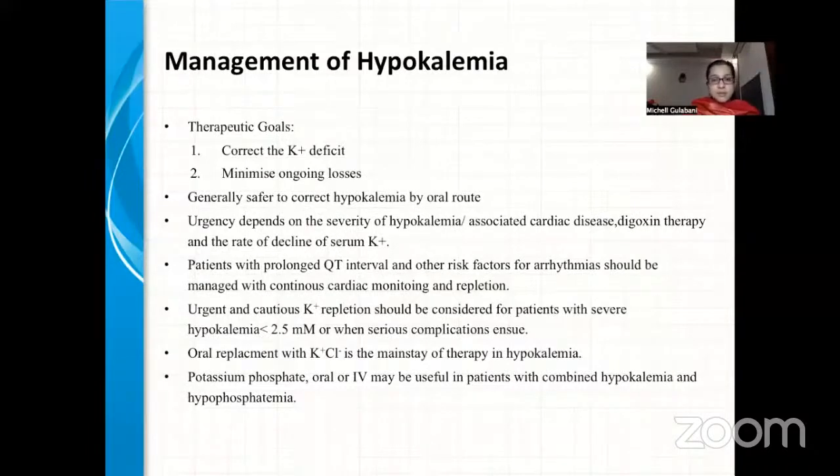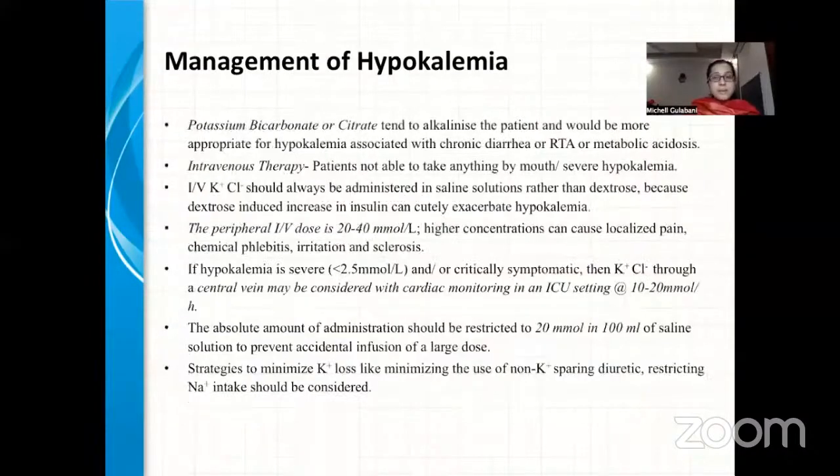Oral replacement with potassium chloride is the mainstay of treatment for hypokalemia. Potassium bicarbonate and citrate are used to alkalize the patient. That would be more appropriate when hypokalemia is a result of chronic diarrhea or RTA. IV therapy is for when the patient is not able to take anything by mouth or when the hypokalemia is severe.